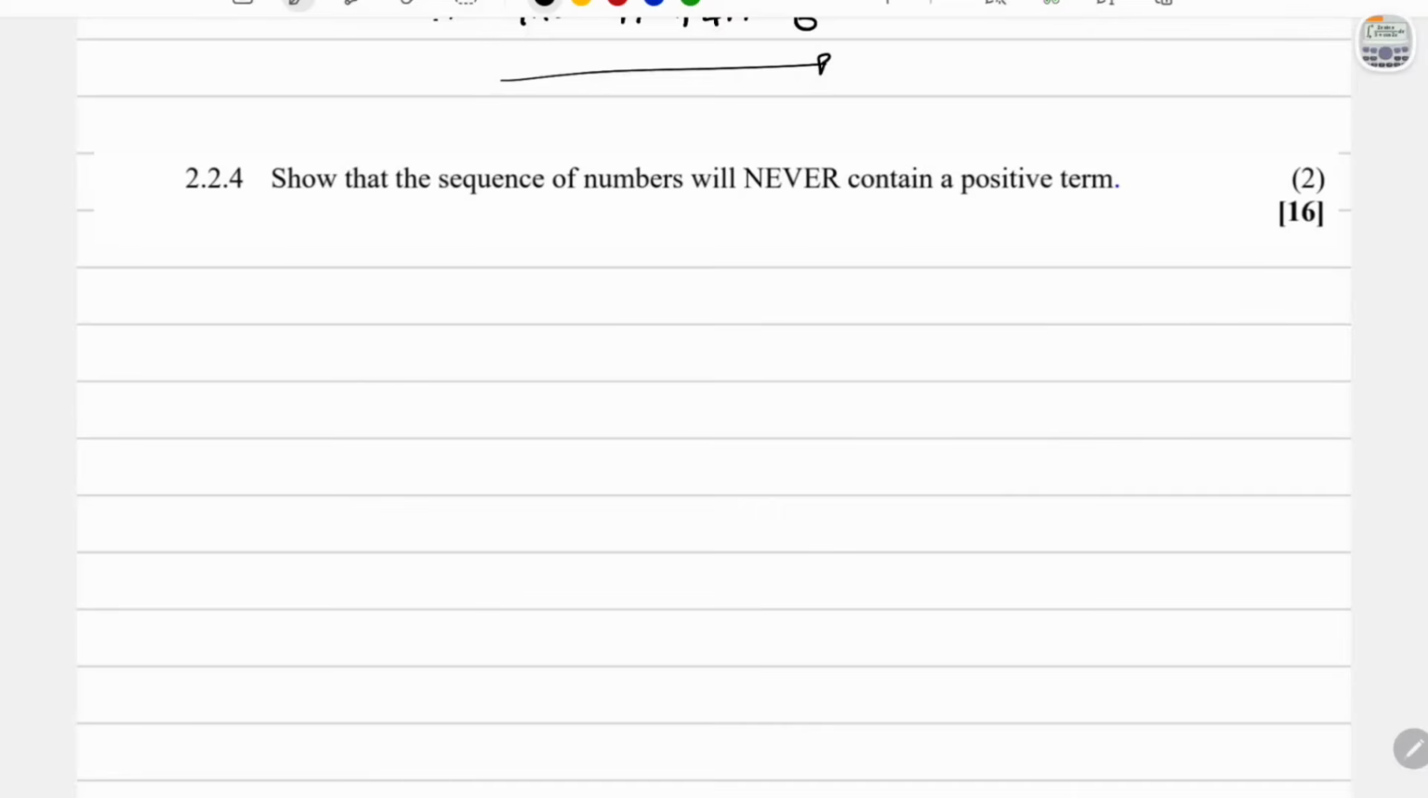Okay, and the last question for question 2, 2.2.4, says, show that the sequence of numbers will never contain a positive term. So in a nutshell, they want you to show them that all the terms in the sequence will always be negative. That's all, really. Negative terms. That's all we're going to always have.